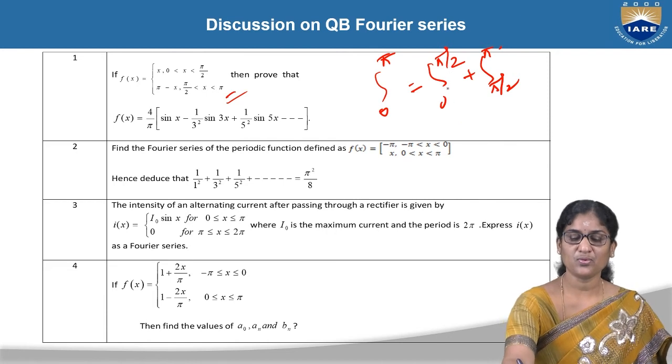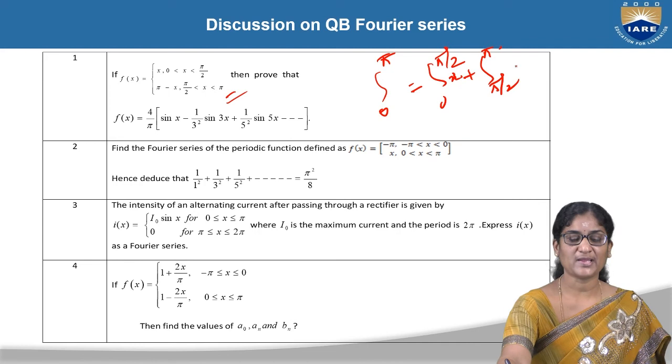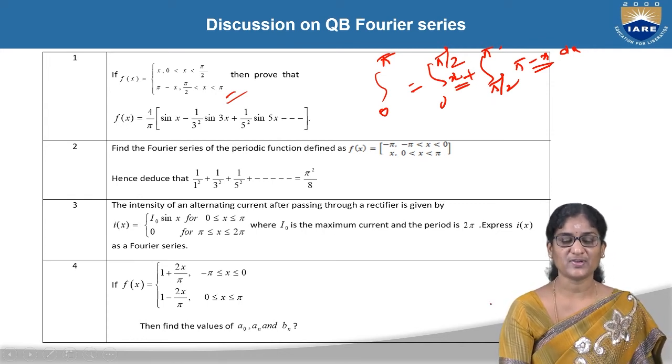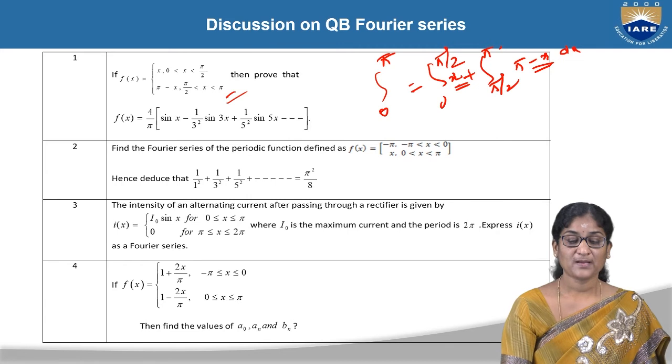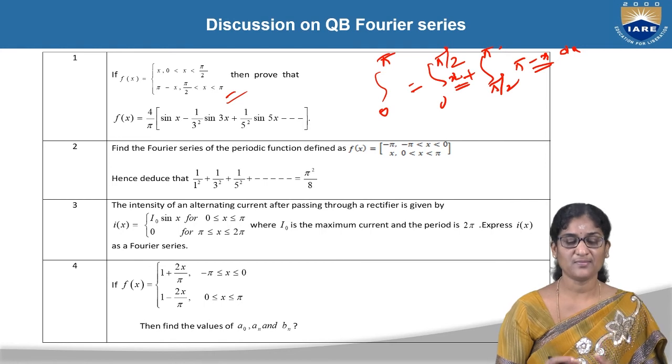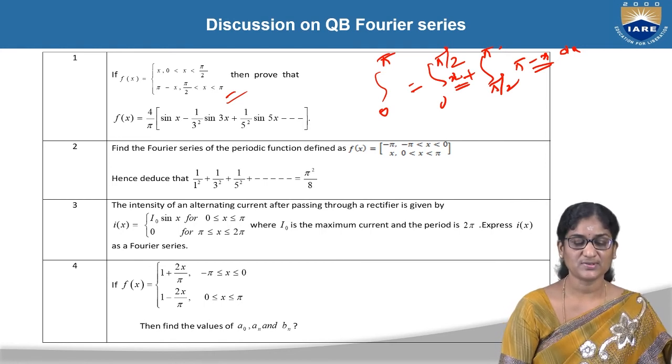From 0 to pi by 2, the functional value is x, and from pi by 2 to pi, the functional value is pi minus x. So these are the terms we have to take while splitting up the interval, because the function he has given is a discontinuous function. And for the deduction part, after getting the complete Fourier series, we have to assume a0, an, and bn values. So that is how the first question can be done.